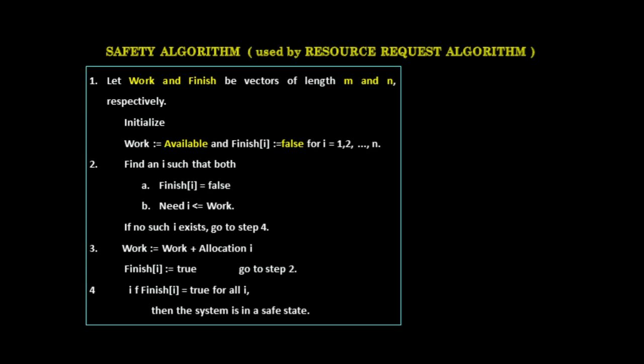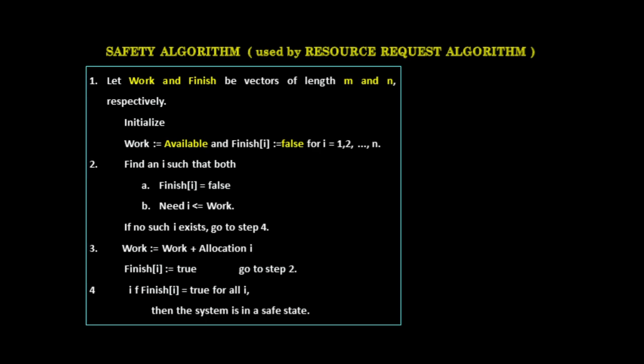Initially, the vectors work and finish are initialized as follows: work is equal to the available number of resources in the system, whereas finish of i is set to false for every process i, where i varies from 1 to n. In the second step, we have to select an i such that finish of i is equal to false, and check that the need of the requested i is less than or equal to the available number of resources, that is, work. If no such i exists, control goes to step 4.